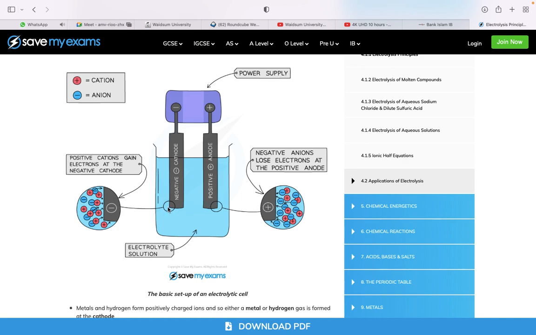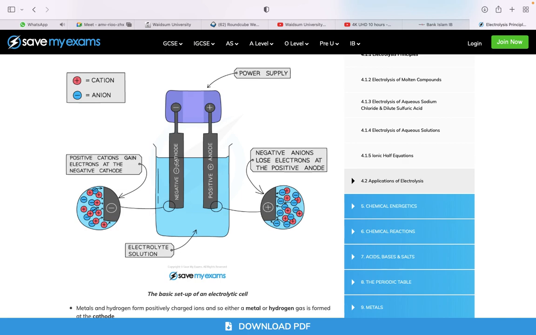Then when the positive cations come to the cathode, they will gain electrons. Which electrons do they gain? The electrons that were lost at the anode will be gained here by the positive cations. So here they will gain electrons.